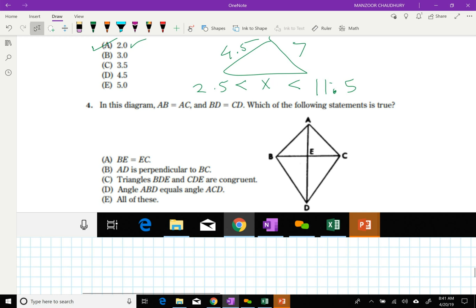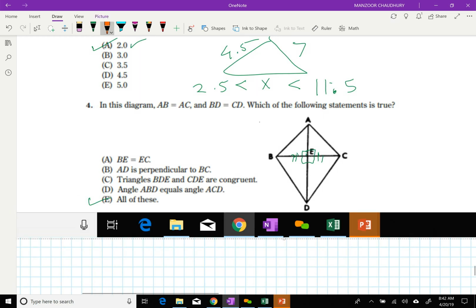Is it E? Yes, all of them. I kind of guessed all these are properties of a kite. You can kind of see that if they're like this. These two are equal, and perpendicular means 90 degrees.